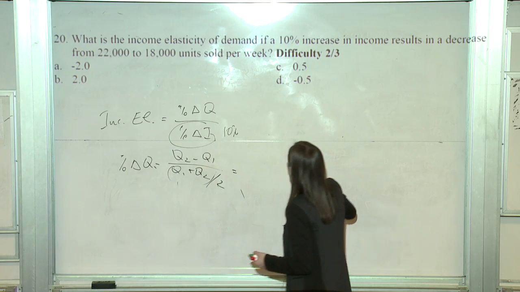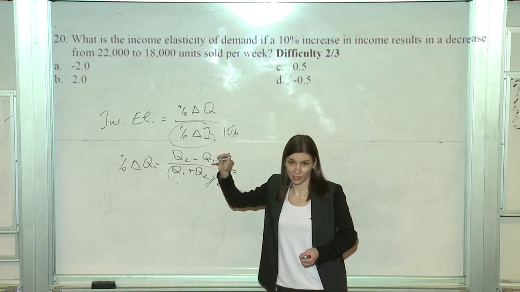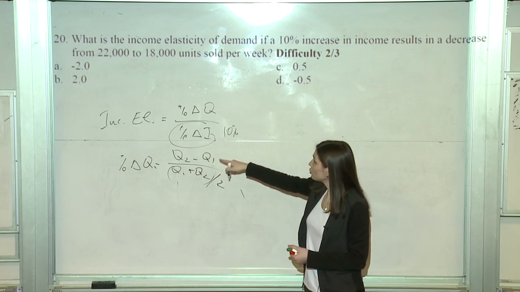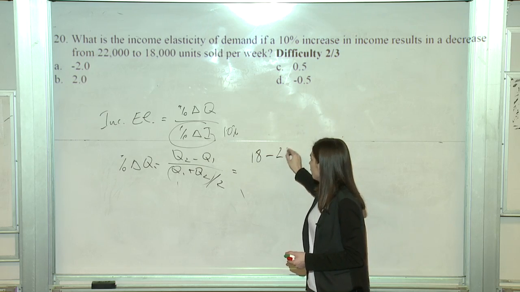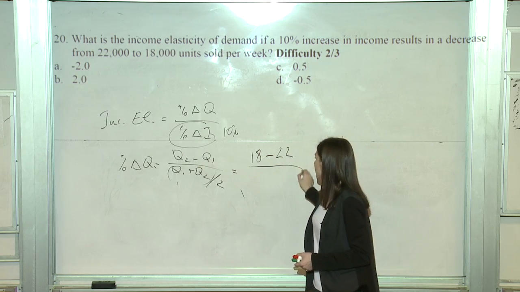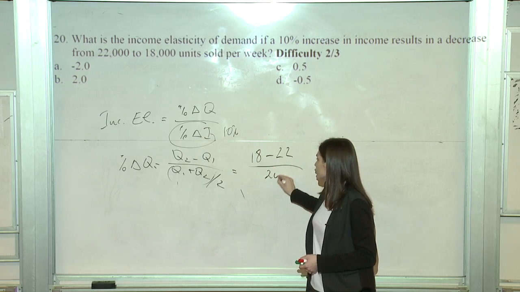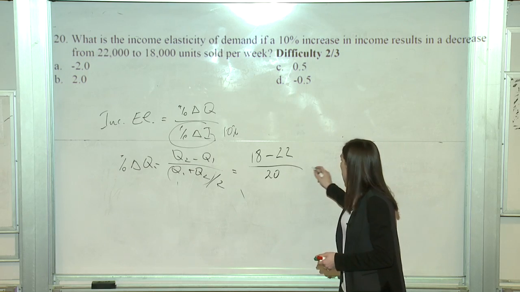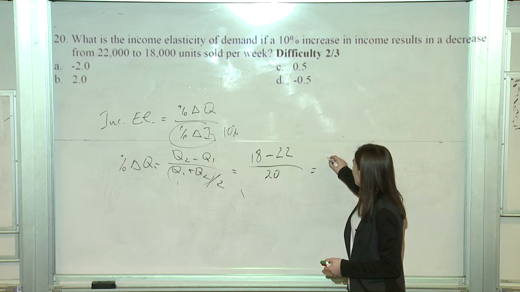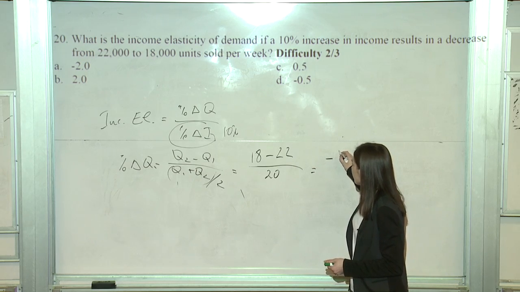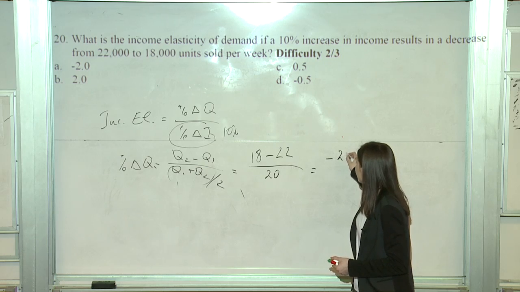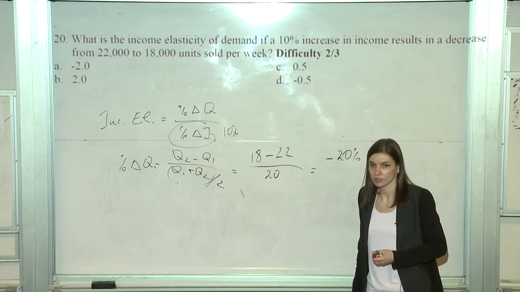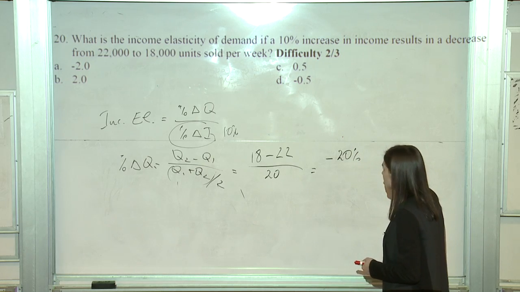And the change in quantity, well, it decreased. Again, here we need to be careful about the sign. It decreased from 22 to 18. So Q2 is 18 minus 22, divided by the average of those two, which is 20. And I can ignore the thousands because they're going to cancel. What is that? Minus 4 over 20, or minus 20%. It's minus 1 over 5, which is 0.2, or minus 20%.